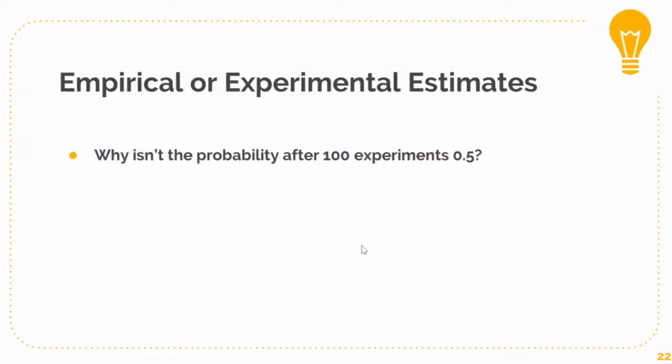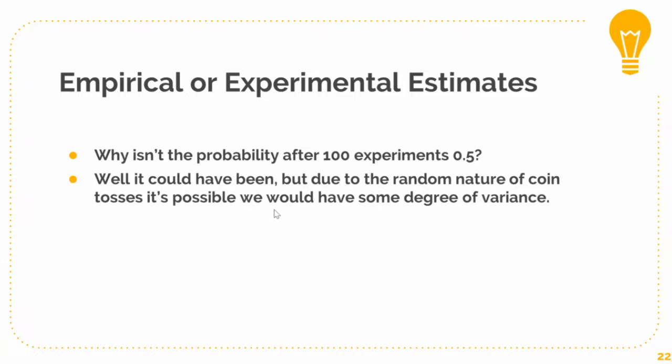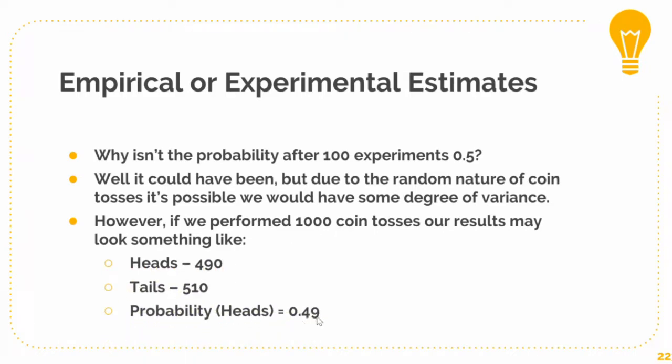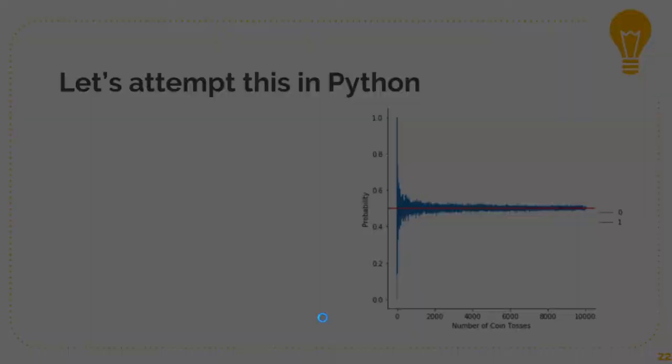So why isn't the probability after 100 experiments 0.5? After all, isn't it a fair coin? Well, it could have been, but due to the random nature of coin tosses, it's very much possible that we could have some degree of variation. However, if we performed 1,000 coin tosses, our results may be something like 490 and 510, which is a lot closer to the 0.5 that we're expecting.